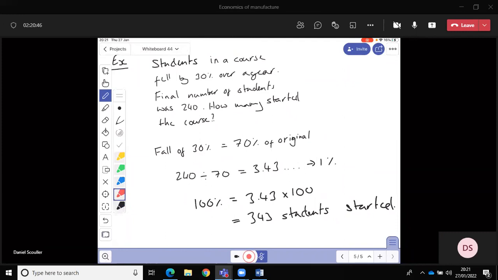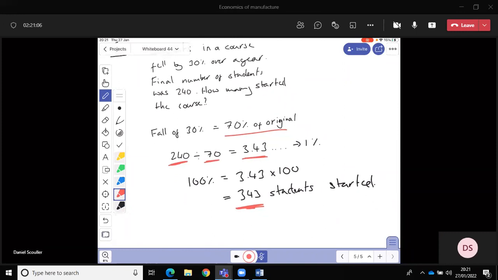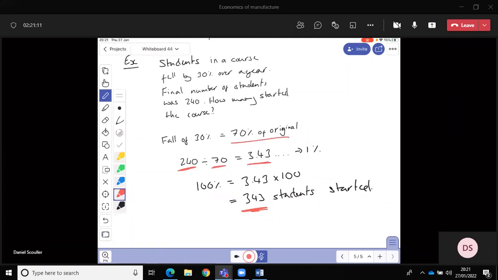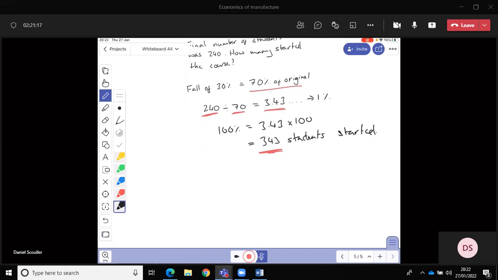Fall of 30% means we've got 70% of the original. Taking that final number of students, divide it by 70 to get our 1%. Multiplying our 1% by 100 to get our total or original value. So 343 students started in that course. Now we could also have an increase, so you might also get asked.